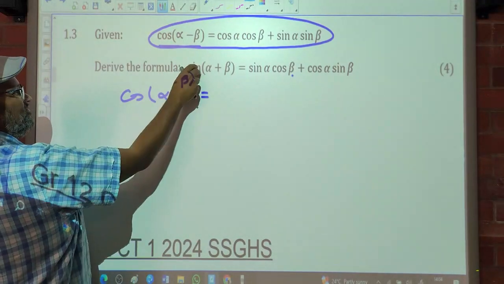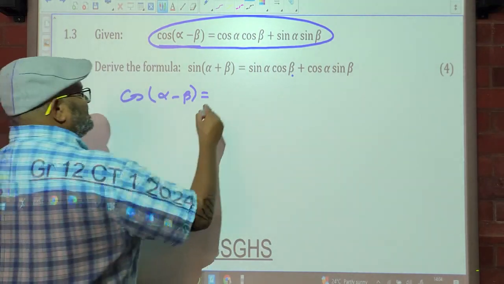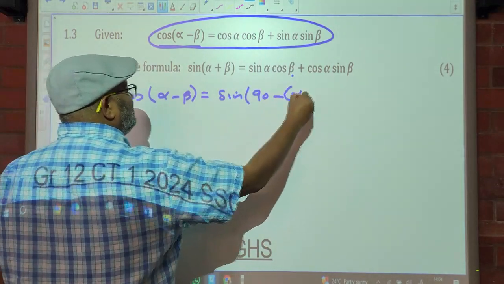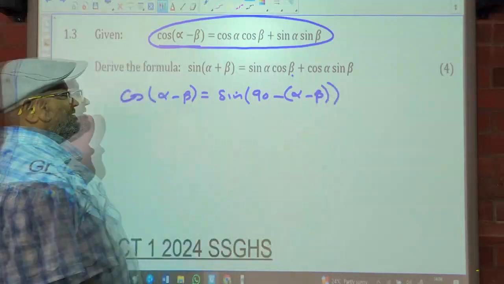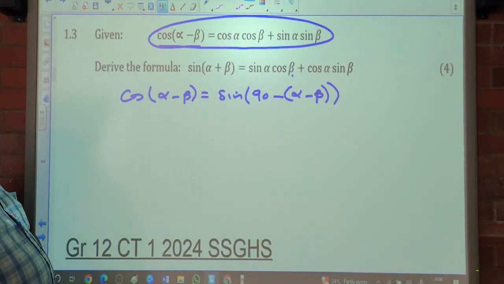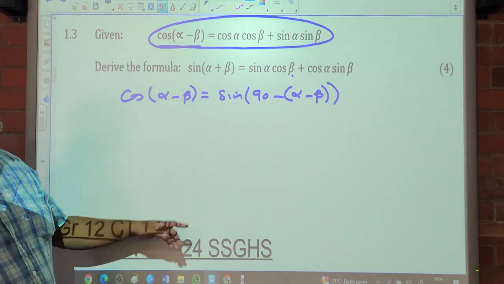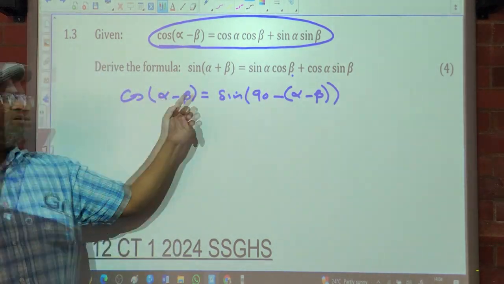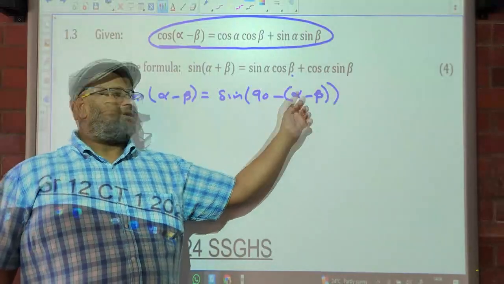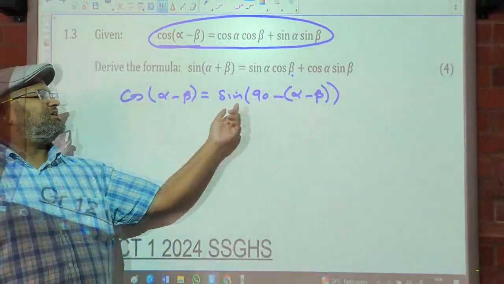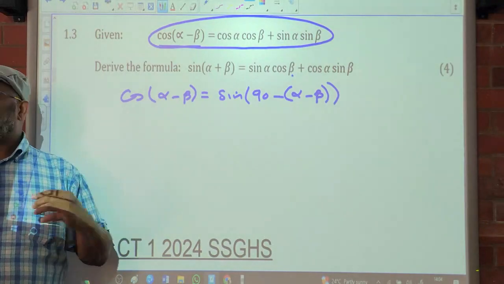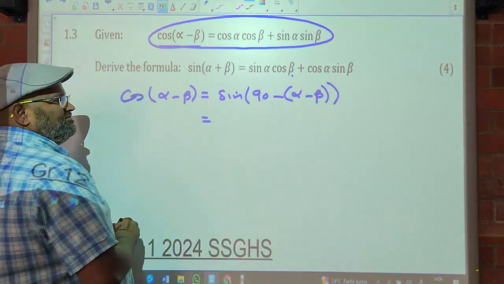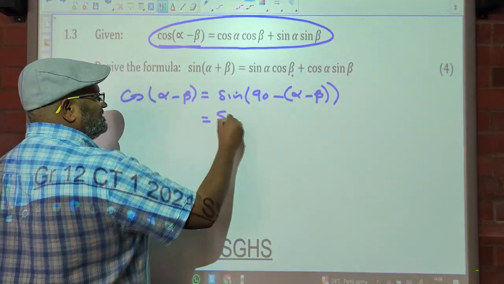How can this be written if we want a sine here? It can be written as sine of 90 minus (alpha minus beta). If we say sine of 90 minus theta, it becomes cos of theta. So sine of 90 minus (alpha minus beta) can be written as cos of alpha minus beta. You see that? So, get rid of the brackets, so it's going to be sine.